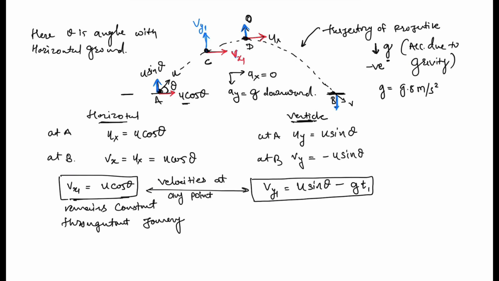At maximum height, V at D, Vy2 is equal to 0, and Vx2 is the same, u cos theta. Okay, you should write this. Now we will talk about the time taken to complete this path.